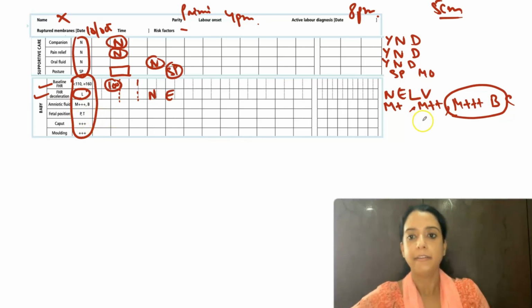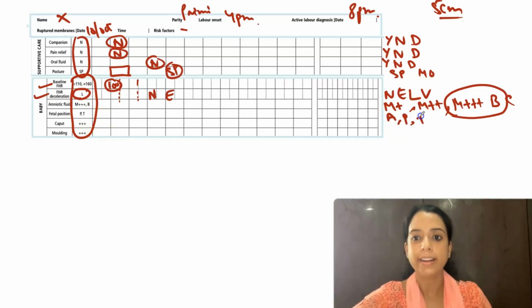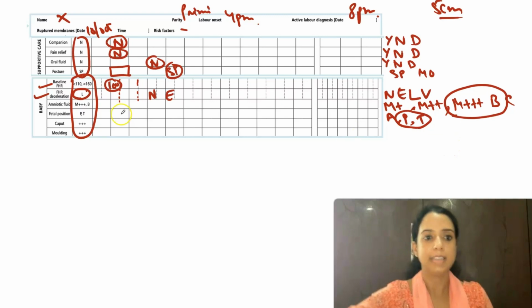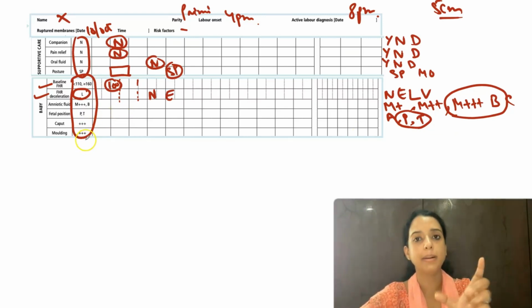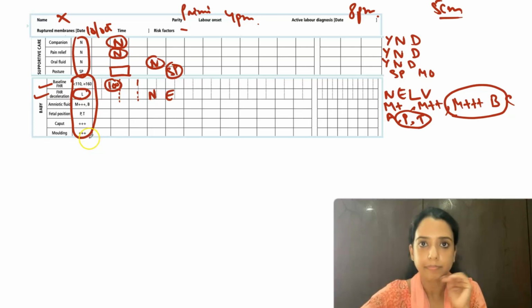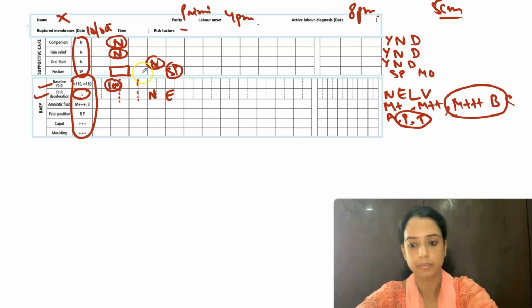Fetal position. Fetal position can be anterior, it can be posterior, occipito, it can be occipito transverse. I'll get alert when they are occipito posterior and transverse. Same with caput and molding. I'll get alert if the caput is 3+ or molding is 3+. Otherwise, I don't have to. So these are baby parameters.